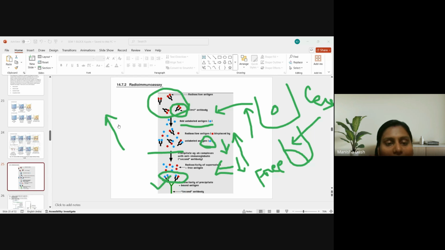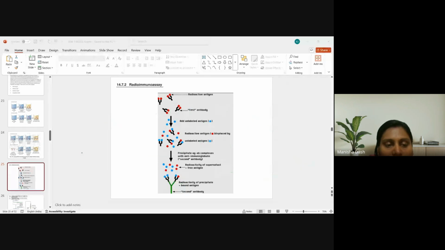Since you are using a radioactive element, you are calling it radioimmunoassay. It is similar to your competitive ELISA actually. So you can read the text once to clear any further doubt. It is difficult, right? It is a little bit confusing. Since it is the first time, it may seem confusing, but if you read it, you can easily understand this.